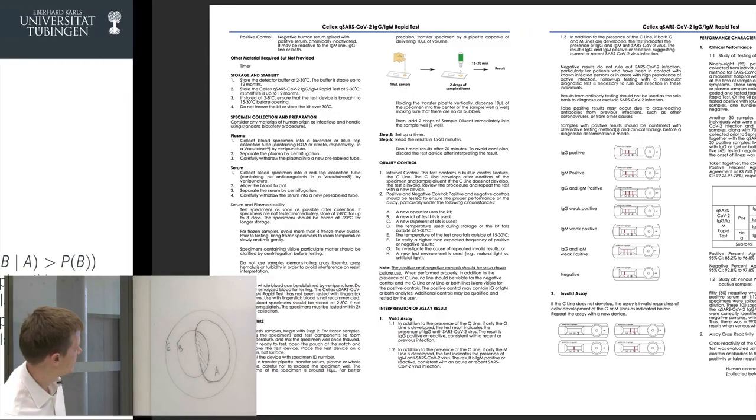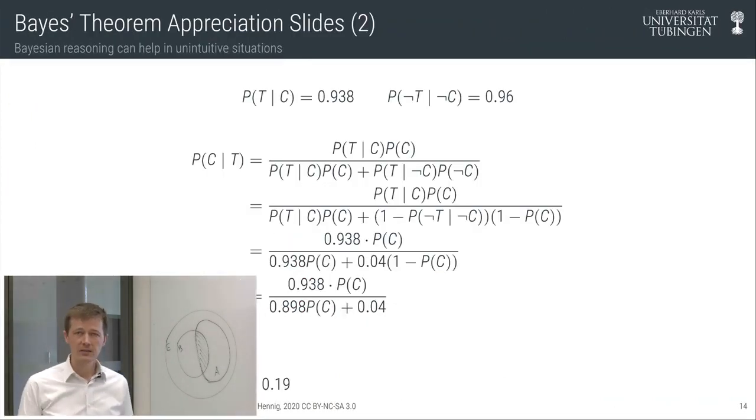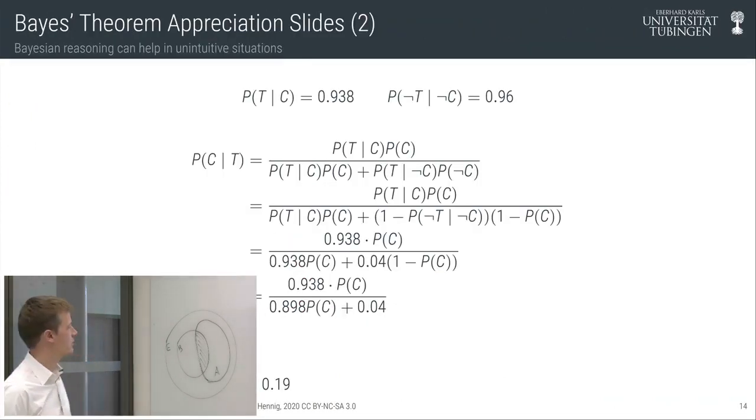For that I have to go back to my slide. And we just plug these numbers into Bayes' theorem. These are numbers I just quoted to you from the spec sheet. So the probability for a positive test, T being the outcome of the test, given coronavirus infection, C, is 93.8%, and the probability of a negative test, given that we don't have antibodies in our bloodstream, is 0.96.